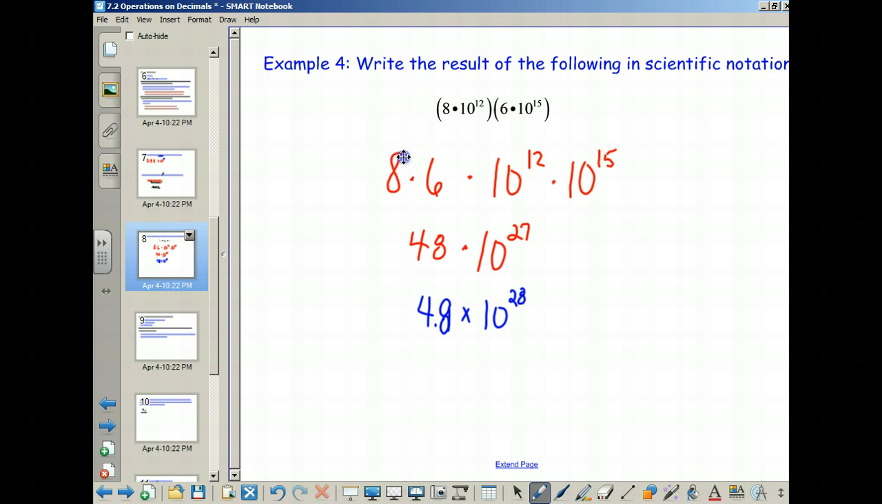Then it would just be 4.8. That's right. And literally, if I wanted to write down 4.8 times 10 to the 1, then I can combine 10 to the 1 and 10 to the 27, and then I get 10 to the 28. Yeah, that's right. Any more questions about this one?